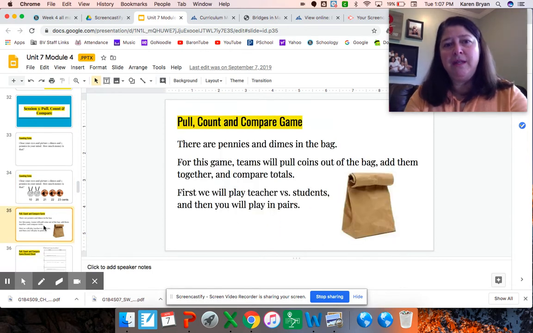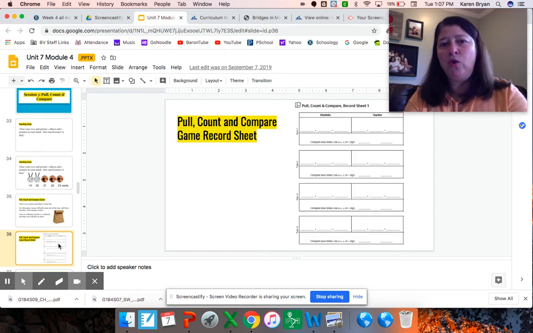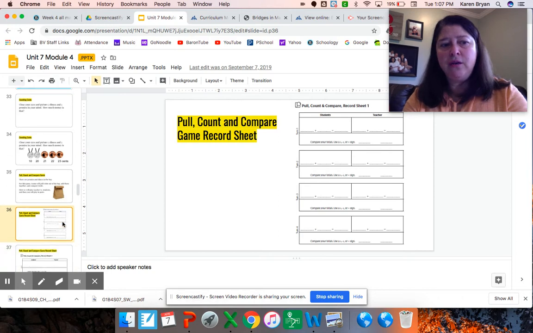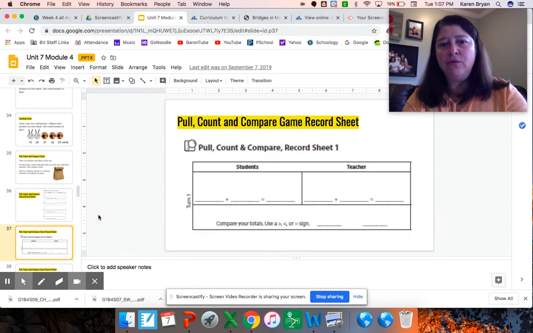Next up, to play this game, you can get a bag and put some pennies and dimes in the bag. And I'm going to go through just some word examples. This is what the record sheet looks like, but we're going to take a look at a bigger record sheet so I can show you what an example of the game would look like.